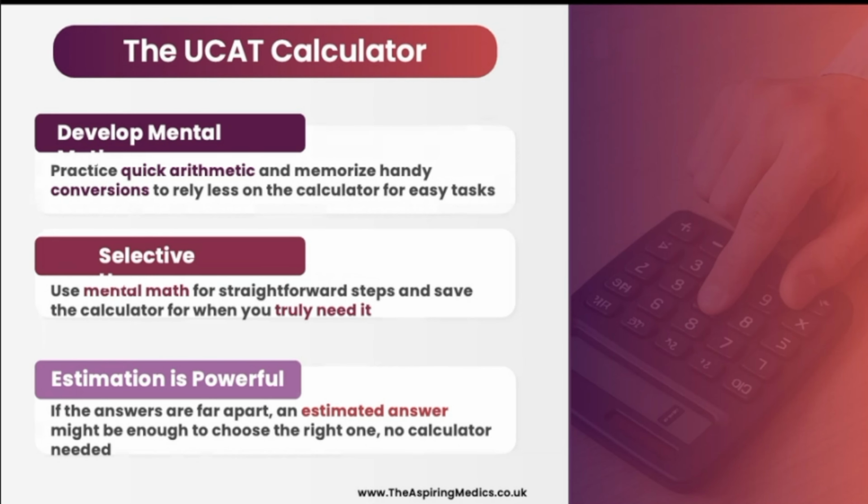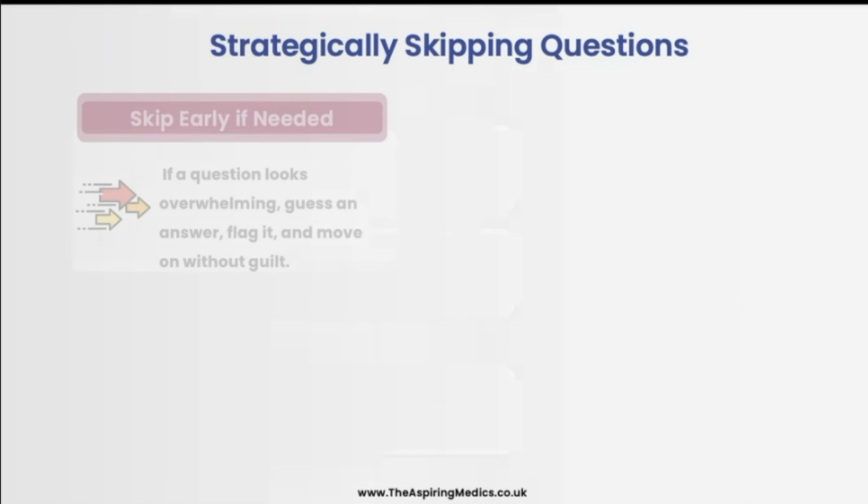You want to be able to, prior to taking the QR, develop your mental maths skills quickly by practicing your quick arithmetic and memorizing handy conversions to rely less on the calculator, like we said, and then only use mental maths for straightforward steps and save the calculator for when you truly need it. And estimation is really good because sometimes you look at the answers and they're thousands apart and you can cancel off at least half of them because they're just ridiculous.